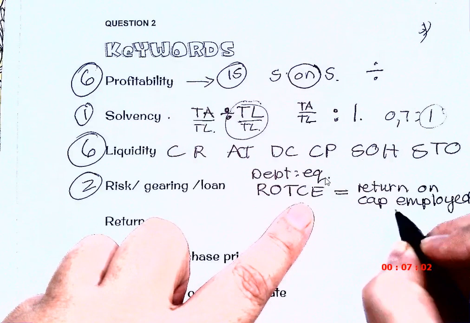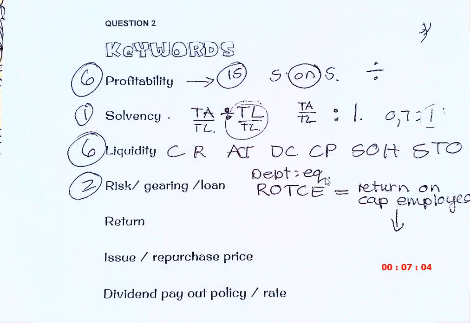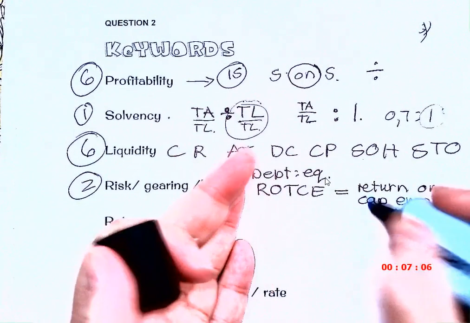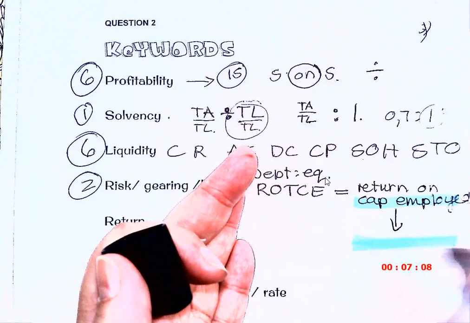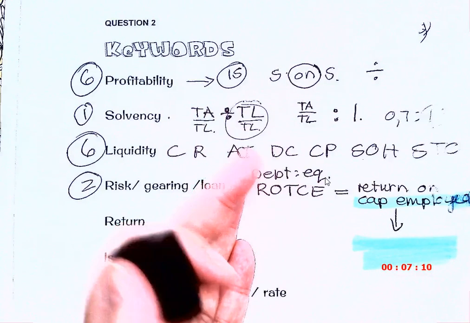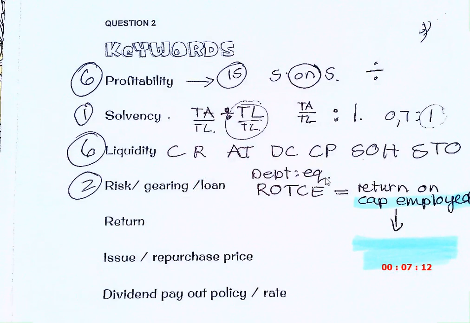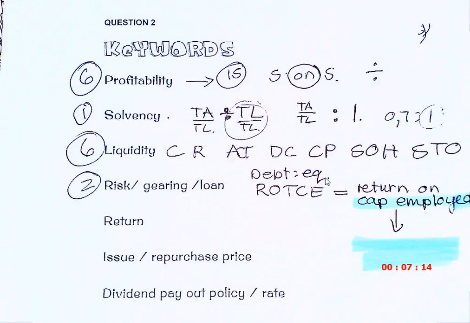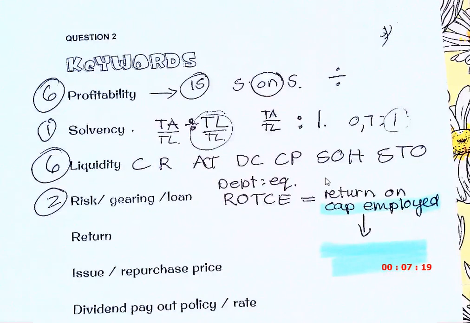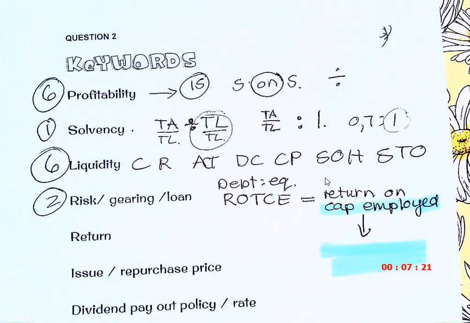Now, capital employed, and please guys, please remember this, because sometimes they will give you information and say this is capital employed, or they will ask you what is the capital employed or whatever. Capital employed is shareholders' equity plus loan.